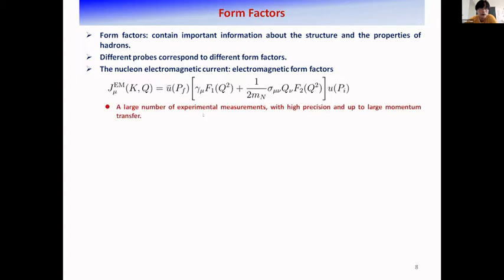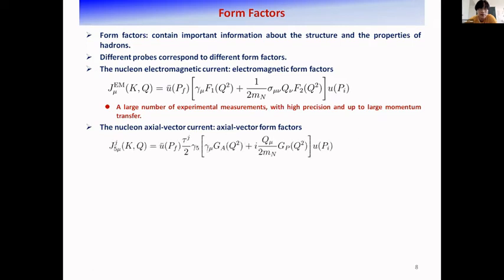For these form factors, we have a large number of experimental measurements with high precision and up to large momentum transfer. We also have the nucleon axial vector current. It is described by axial vector form factors. In this expression, it has two axial vector form factors, GA and GP.